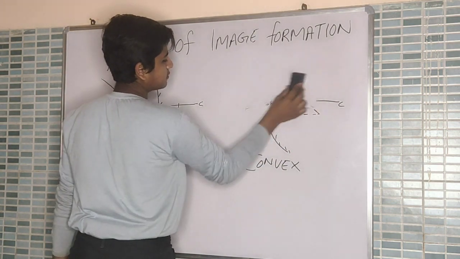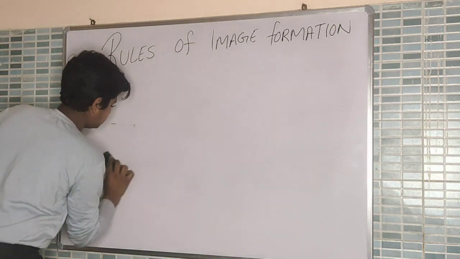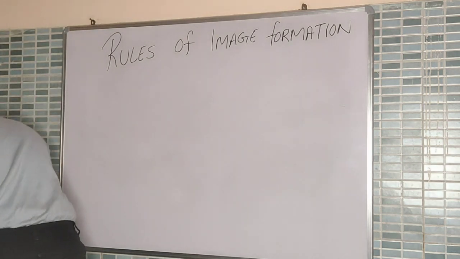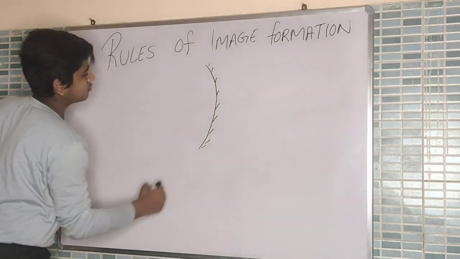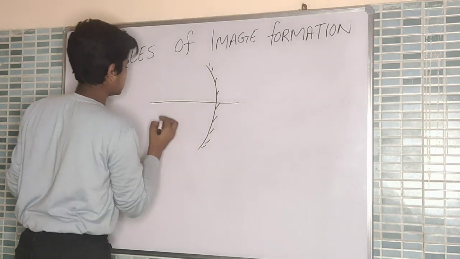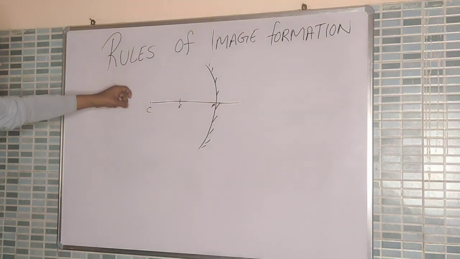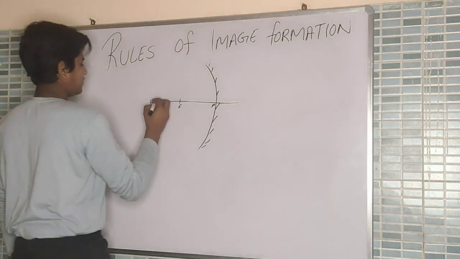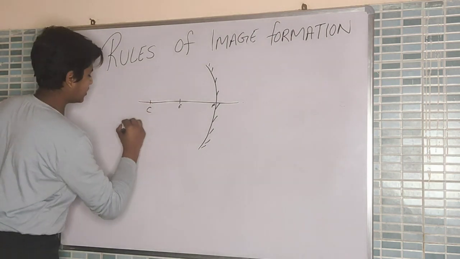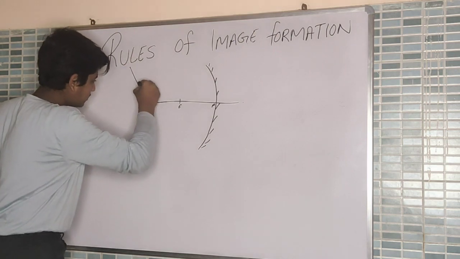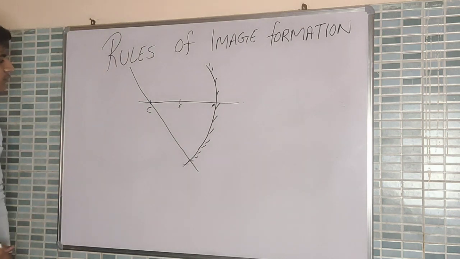So these were some image formation rules. There is one more rule that is so simple in both the mirrors. What is that rule? Take any mirror. Whenever a ray of light is passing through the center of curvature, it will rebounce.